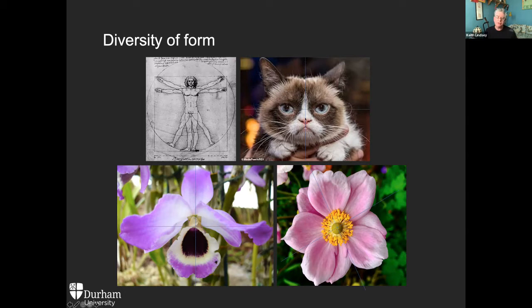So bilateral symmetry, where you've got two halves of, in this case, Grumpy Cat's face, which are effectively mirror images of each other. And we see that in plants like orchids, in humans. But then there's also other forms of symmetry like radial symmetry. So this flower here has symmetry across more than one axis.